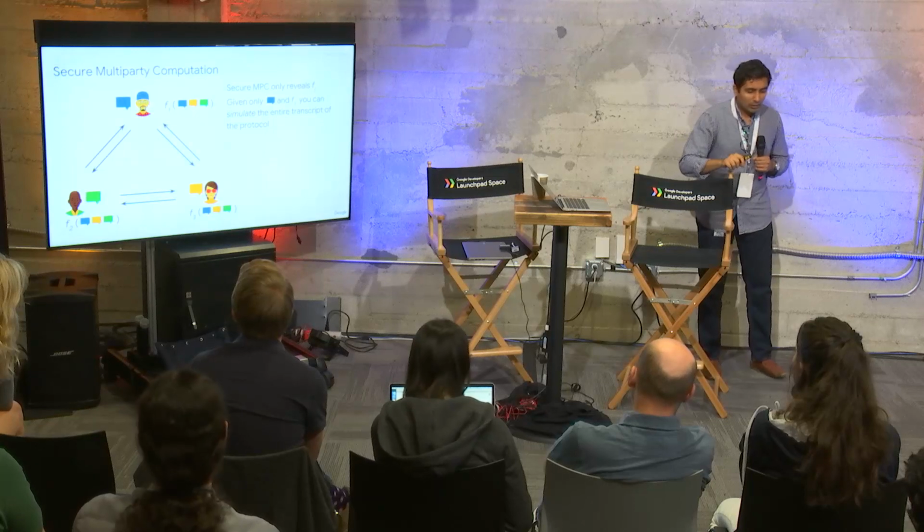reveal anything else? So this is a very tricky notion, and in fact, it took a while for people to figure out how to actually precisely state this. The way to think about it is, what you can demonstrate mathematically is that if you're only given this blue value and the output of the function f1, then you can simulate the entire transcript of the protocol as far as Bob is concerned. So you can say, oh, this is what he sent, and this is what she sent, and this is what they sent at the end of it.